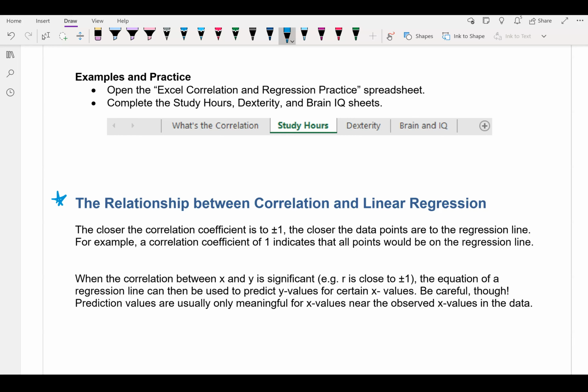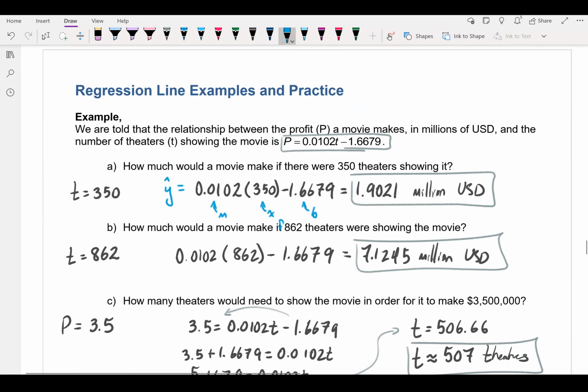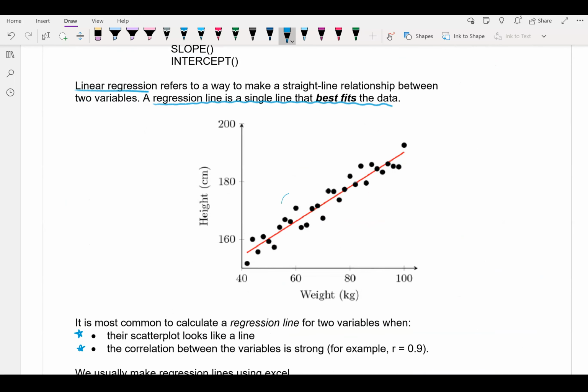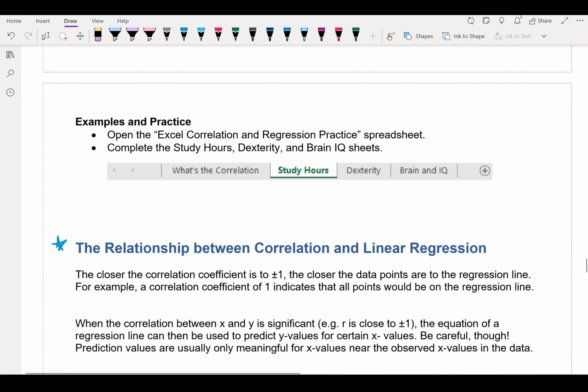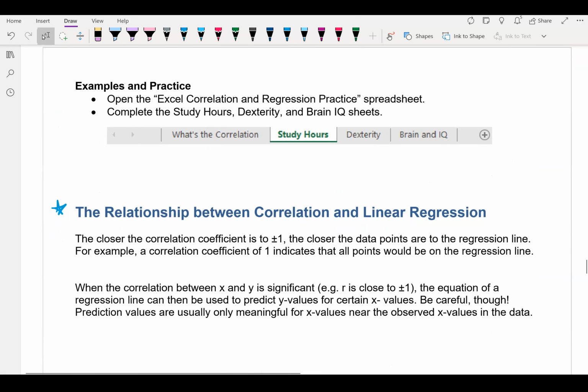Well, the closer the correlation coefficient is to plus or minus 1, the closer the data points are to the regression line. For example, a correlation coefficient of 1 indicates all points would be on the regression line. And the fewer points that are on the regression line, the further and further away that's going to be from r equals 1. Sorry to jump back and forth here. Finally, when the correlation between x and y is significant, for example, r is close to plus or minus 1, the equation on the regression line can then be used to predict the y values for certain x values.